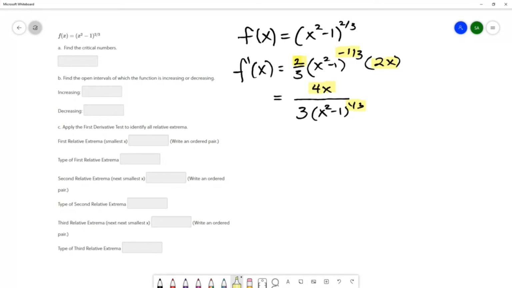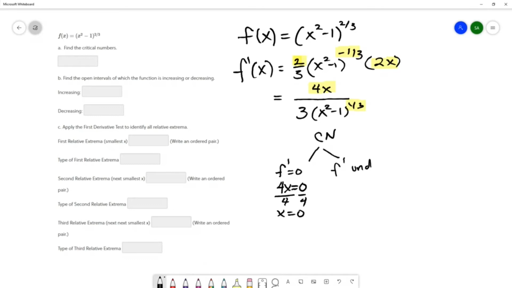So this is the derivative, and to find the critical numbers, we need to find where this derivative is equal to 0 and also where the derivative is undefined. To find where the derivative is equal to 0, we can take a shortcut, and instead of setting the entire derivative equal to 0, we can set the numerator equal to 0. We'll divide both sides by 4, and we get a critical number of 0.